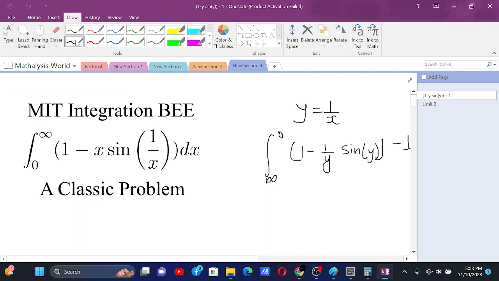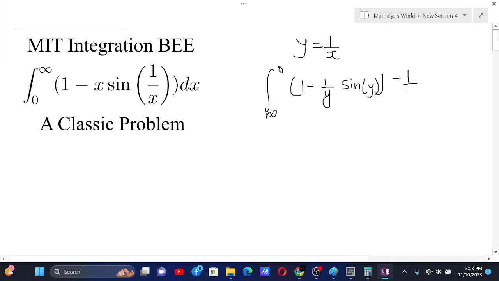Minus 1 by y squared dy. Since x equals 1 by y, dx equals minus 1 by y squared dy. And now this minus will reverse the limits of integration. And we have 1 by y squared. Let us first take the LCM. Y minus sine y, and 1 by y cube dy.